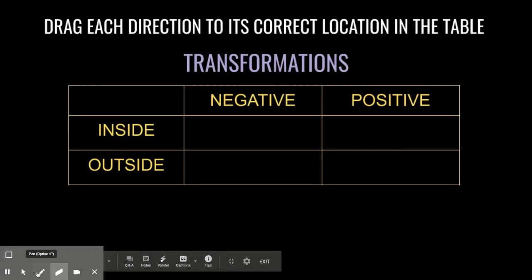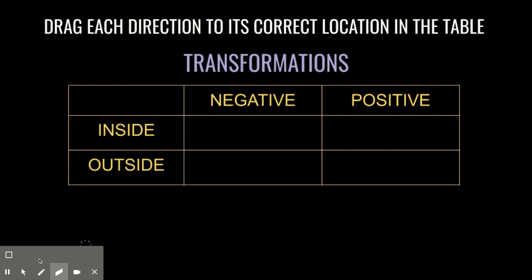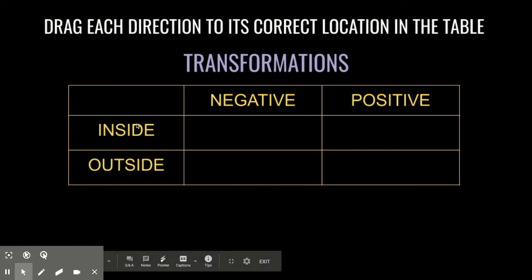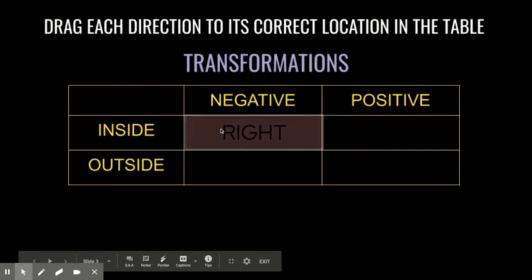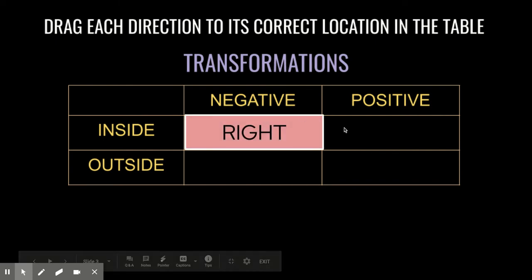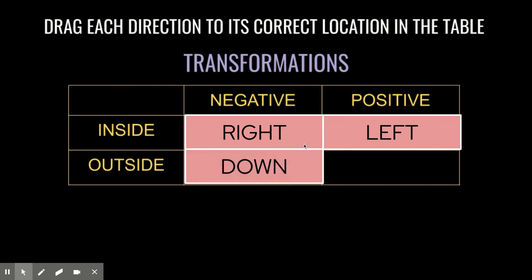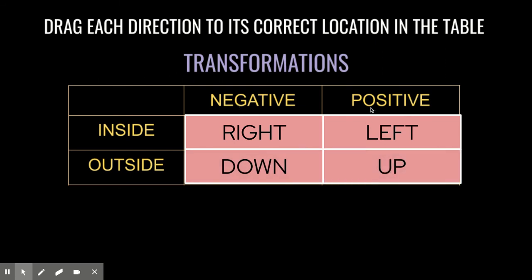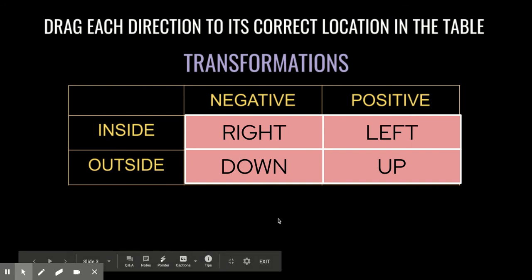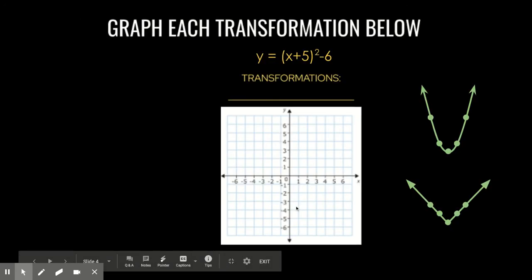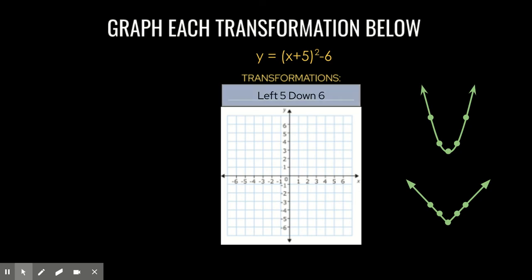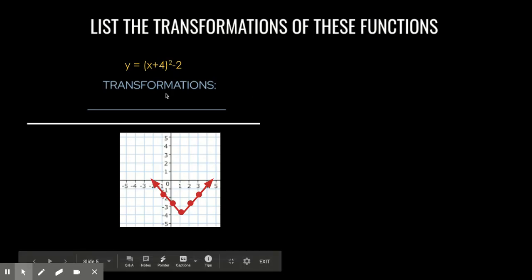Okay, so inside it goes left to right. It goes right if there's a negative, left if there's a positive. And on the outside, it goes up and down. It goes down if it's a negative, up if it's a positive. Moving on along, we are going to, and I'm going to skip this slide for a second, list the transformations.